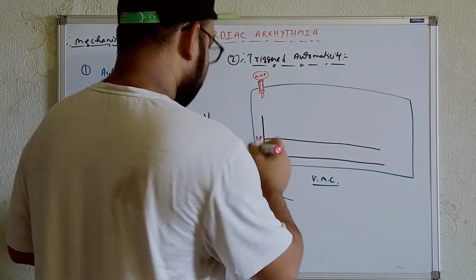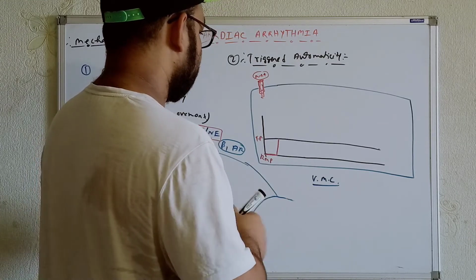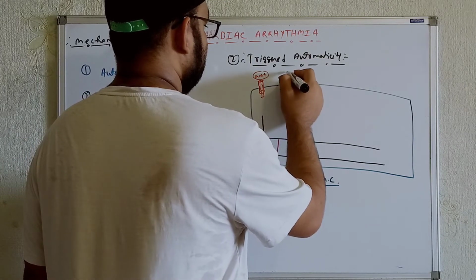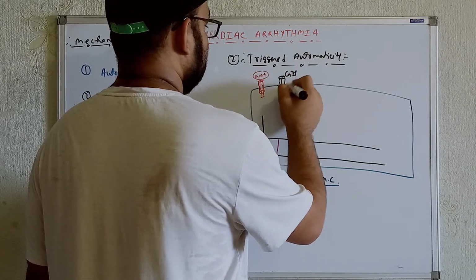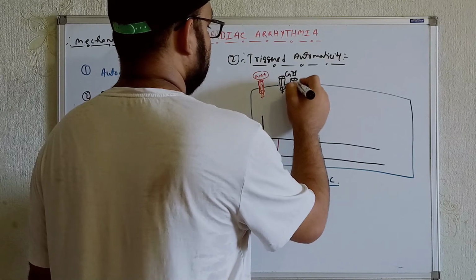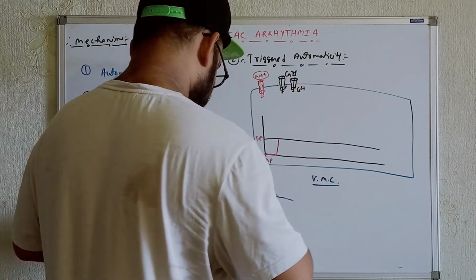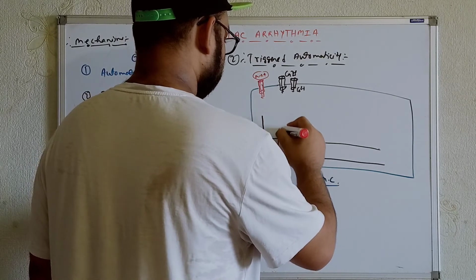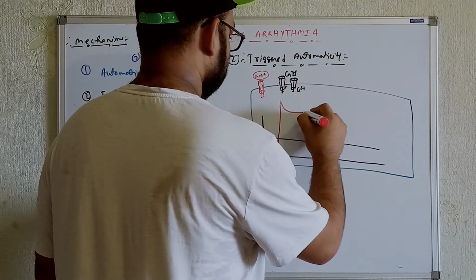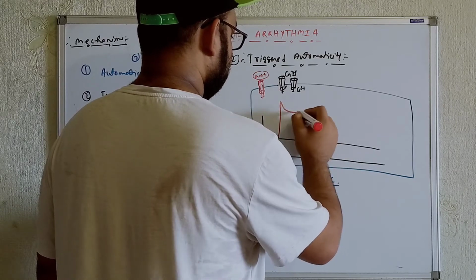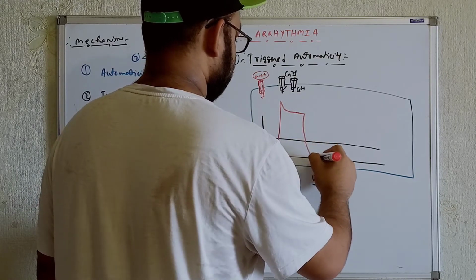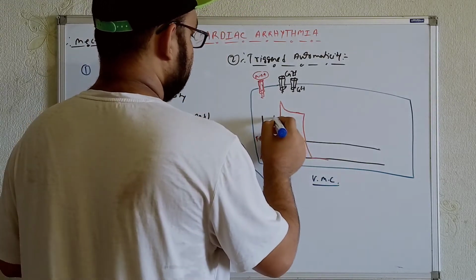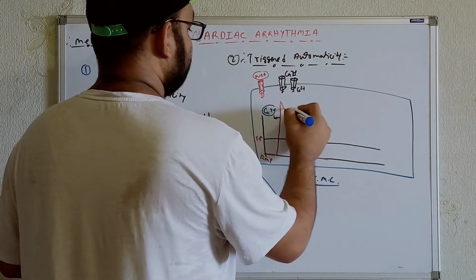Whenever it just reaches the threshold potential, at the onset of that we will see the opening of the voltage sensitive calcium channel. With the opening of the voltage sensitive calcium channel, there will be influx of calcium within the myocardial cells, and we will see calcium dependent depolarizations. Now see, in these cases we are getting the calcium dependent depolarizations, and we are getting a plateau phase over here.